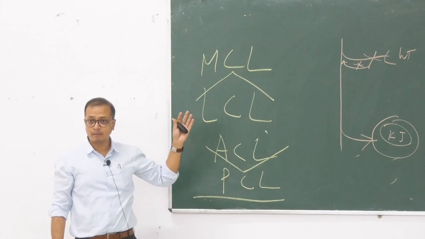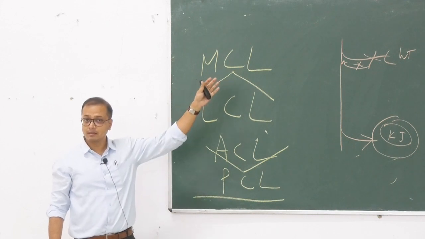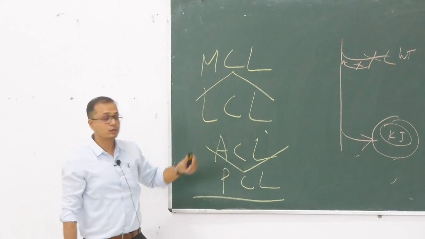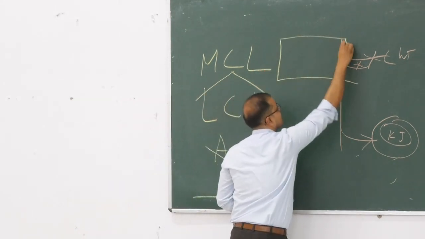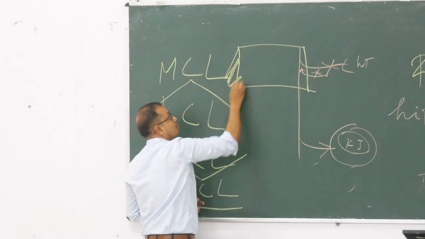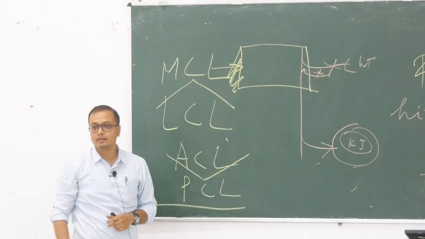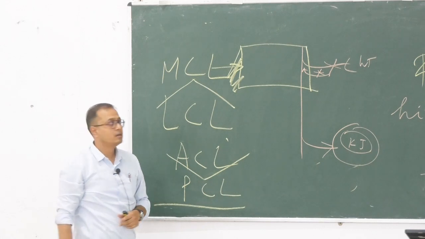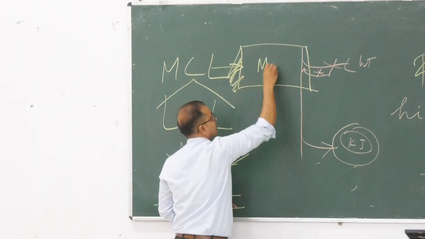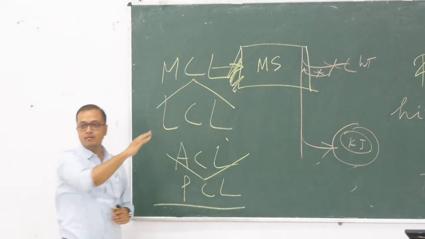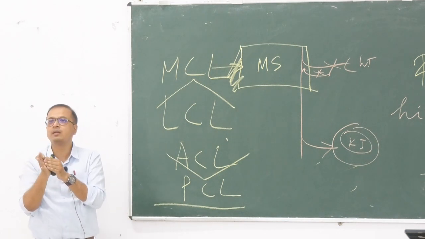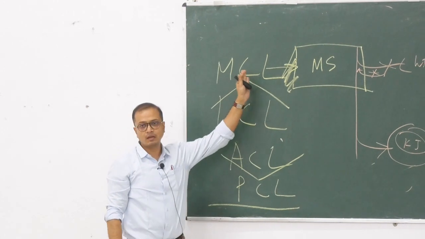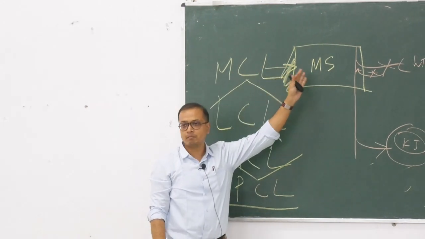So the medial collateral ligament is basically blended with the medial meniscus. The medial meniscus has a direct fusion, or direct attachment, with this medial collateral ligament.